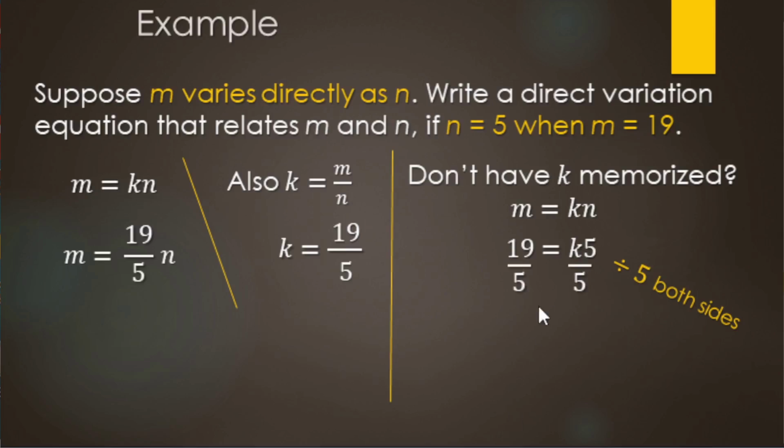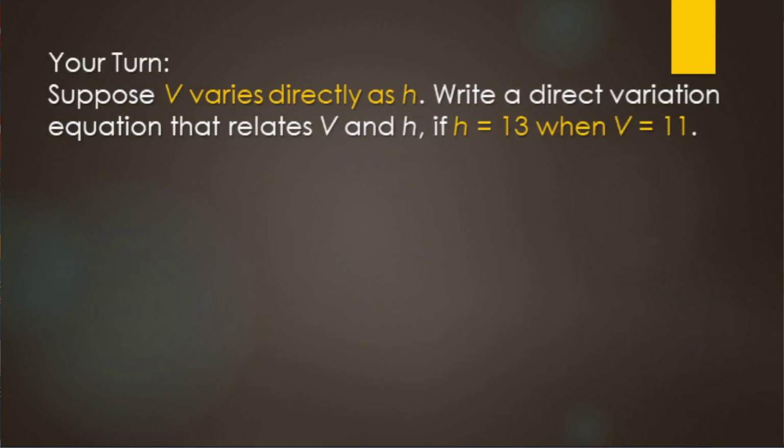Now we have 19 over 5 equals k times 5 over 5, and 5 over 5 is just 1, so you have k times 1, which makes k. This is just an alternative way of calculating the value for k, and there's where the 19 over 5 goes. I'll go ahead and have you try this one out on your own.